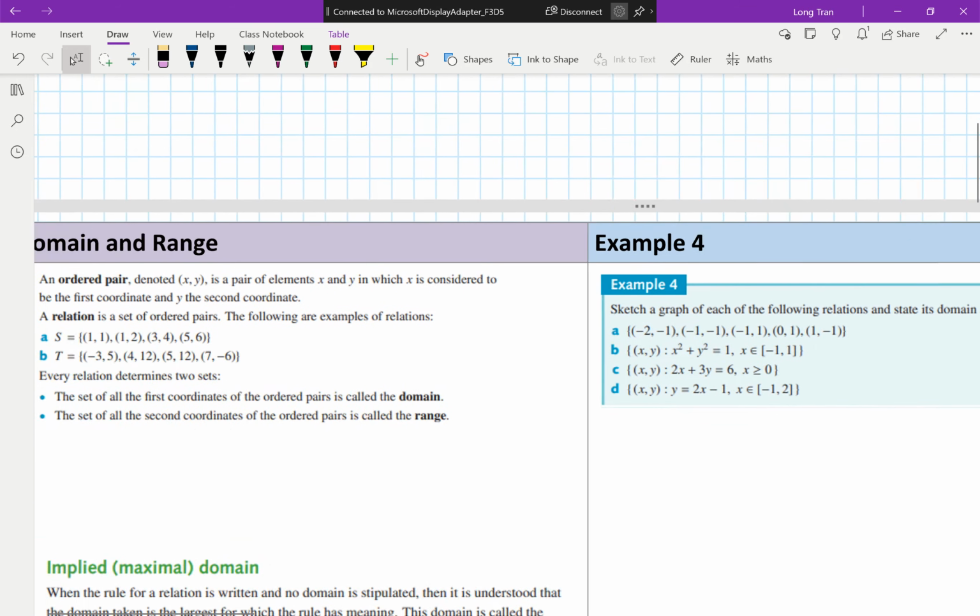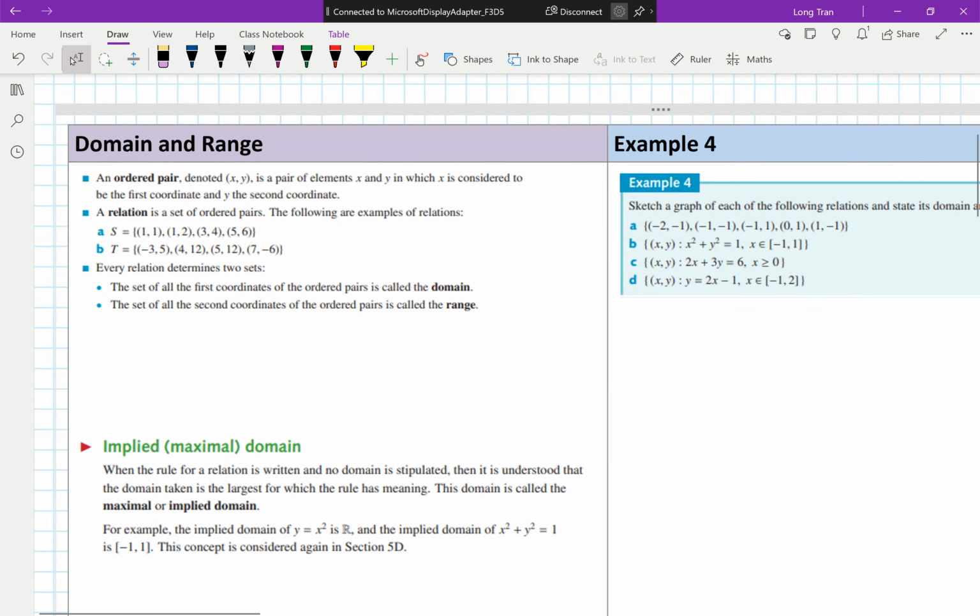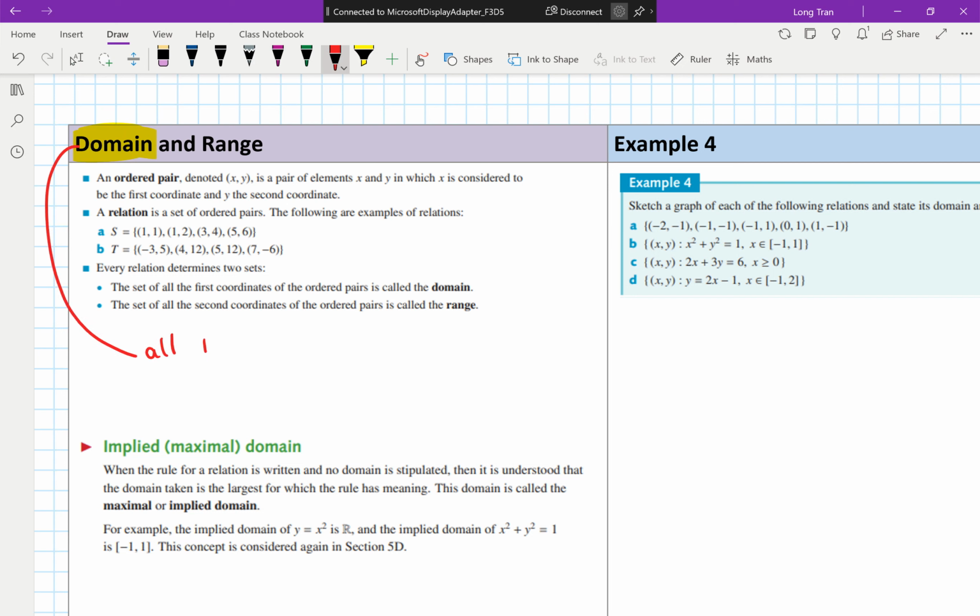Exercise 5B, let's have a look here. So domain and range, to put it in a nutshell, domain refers to all the x values on the graph. So you look at the graph and you only visualize the x-axis timeline or number line. You don't care about the y values, you only care about the x values. And I'm going to show you how I do that later, okay?